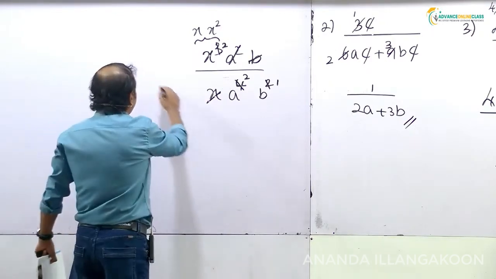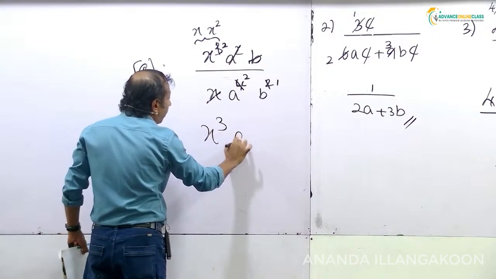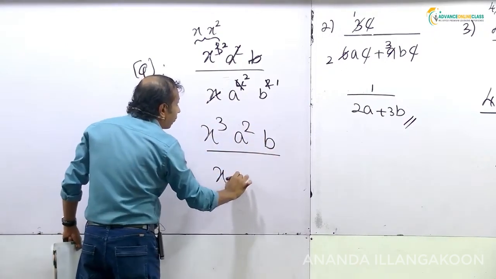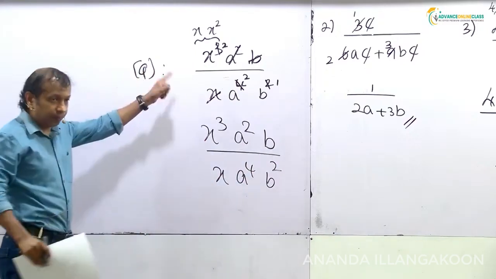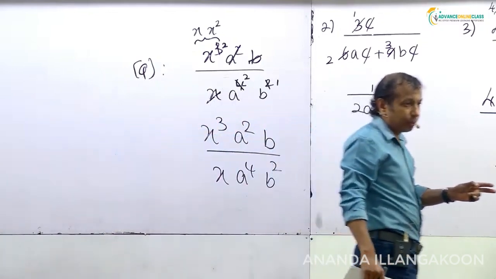Right. Count that as the next question. x cube A squared B divided by x A4 B squared. Now simplify this as I explained. Formulate these techniques. Right. Do this.